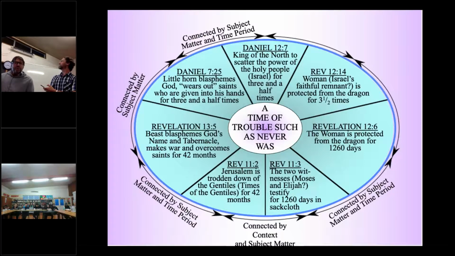Finally, again, Revelation 12, verse 14, the woman, Israel's faithful remnant, is also protected from the dragon, and it says 3.5 times. So that sounds a little bit like a time, times, and half a time, doesn't it? 3.5 times, the remnant is being protected from this persecuting power. So this persecuting power has been given power over the saints, but there's a remnant that's protected from it all the way forward. Seven time periods, all speaking of a time of trouble such as never was, all given a very specific time on that time of trouble.